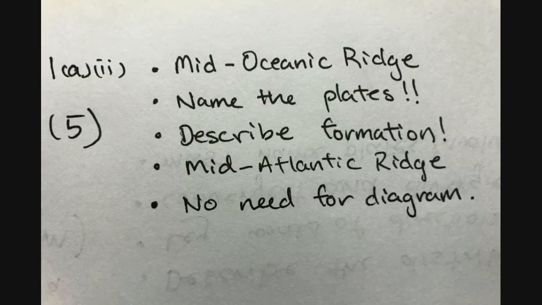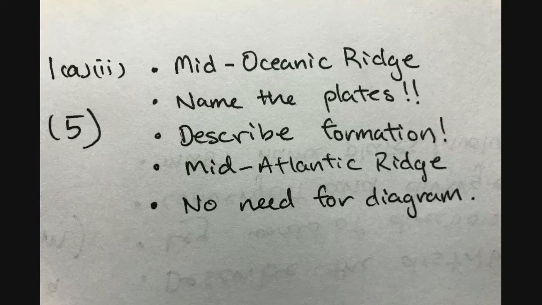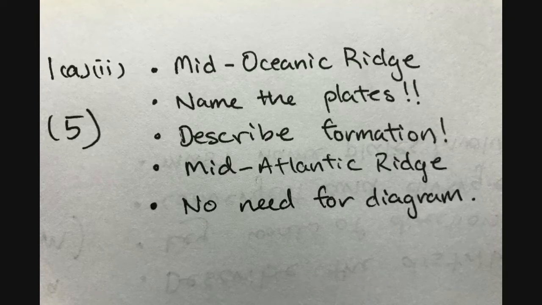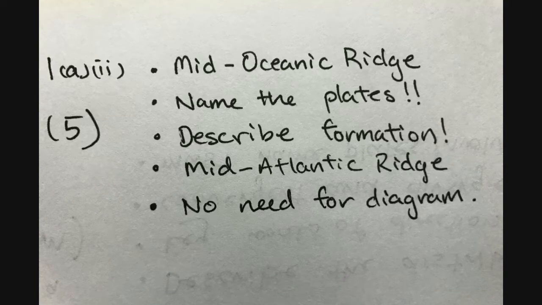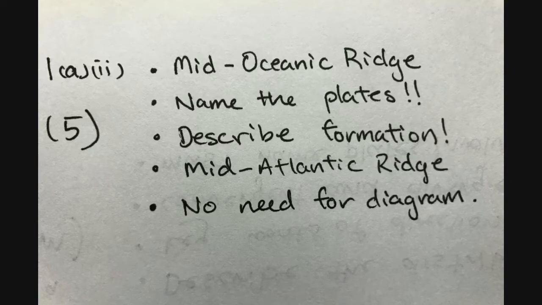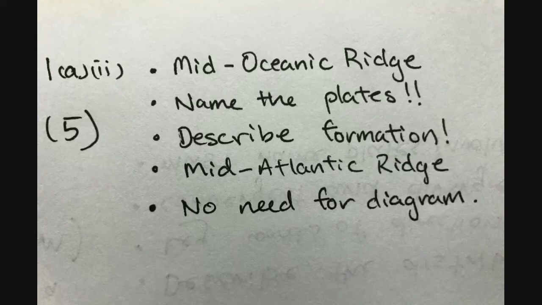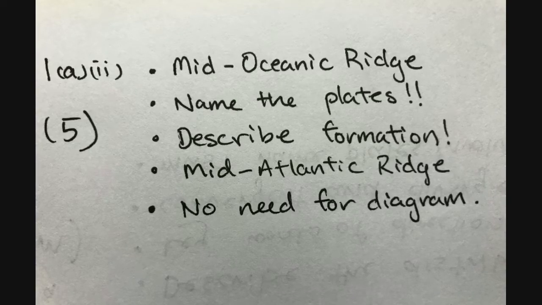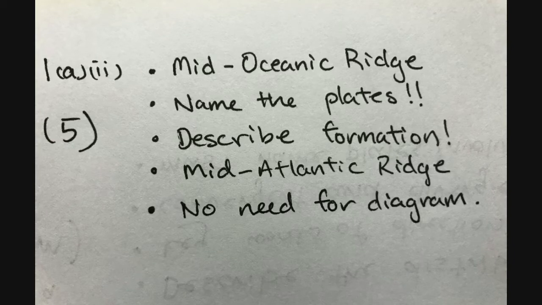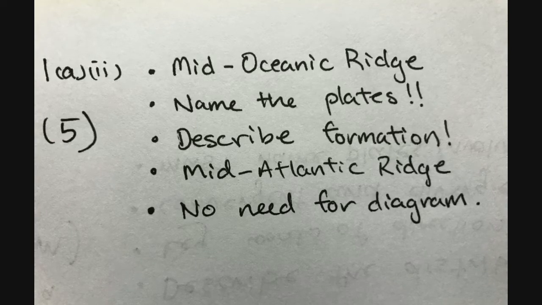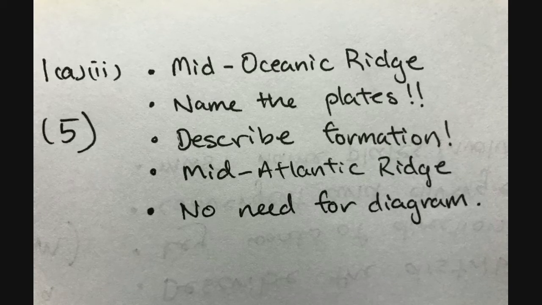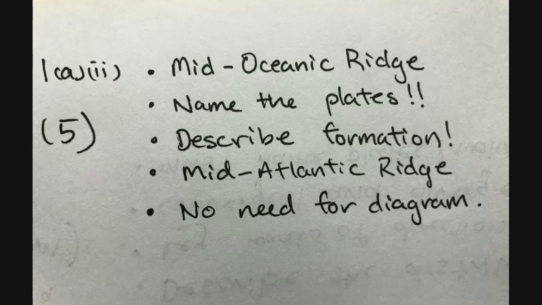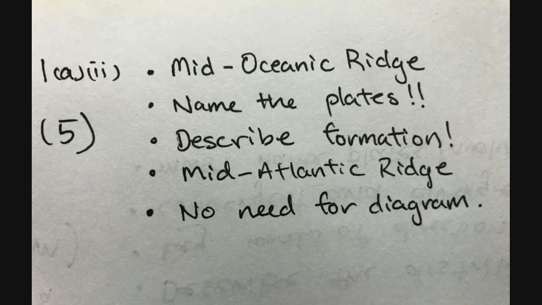For 1A part 2, the answer requires you to identify that it's a mid-oceanic ridge. As the name of the plates are clearly given in the map, you are required to name them as well. Description of the formation of such a landform is essential. Use of suitable keywords is required. The example shown here is the Mid-Atlantic Ridge. This must be listed in your answer.